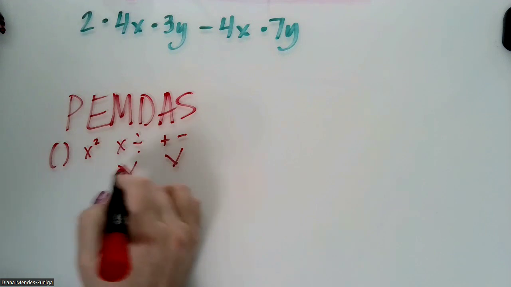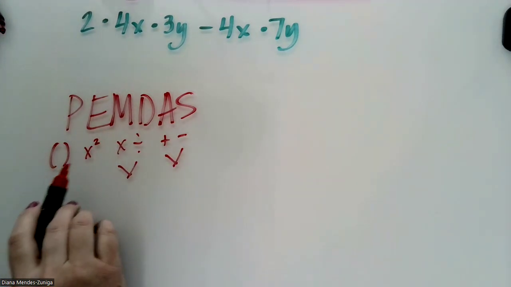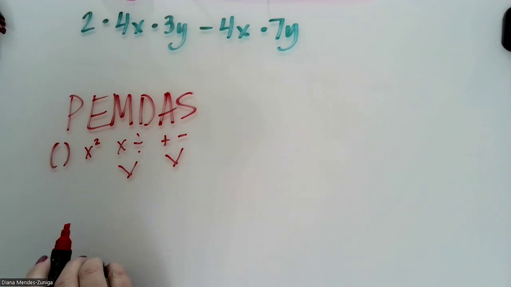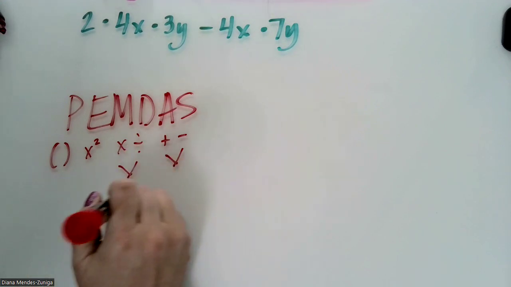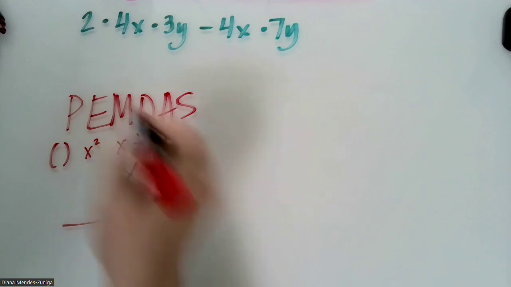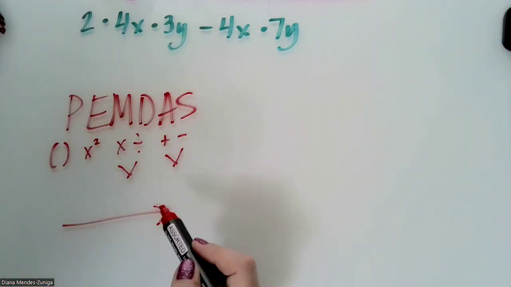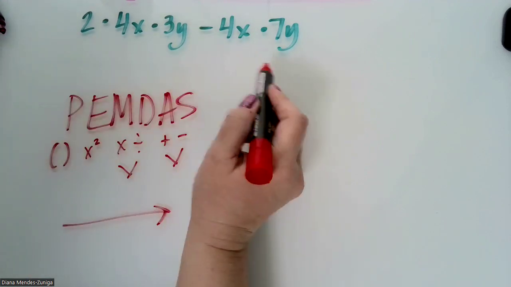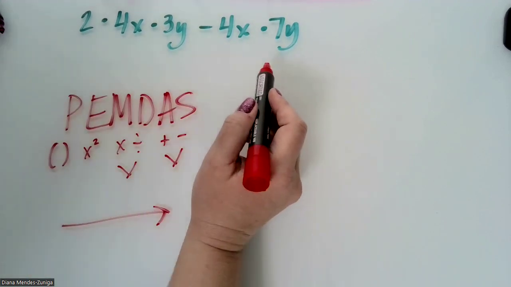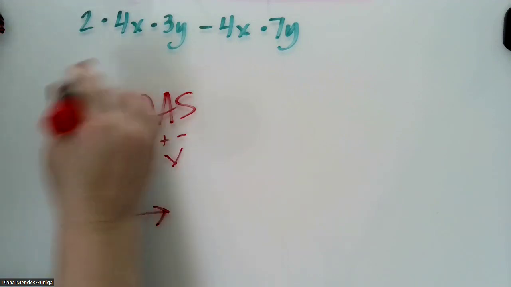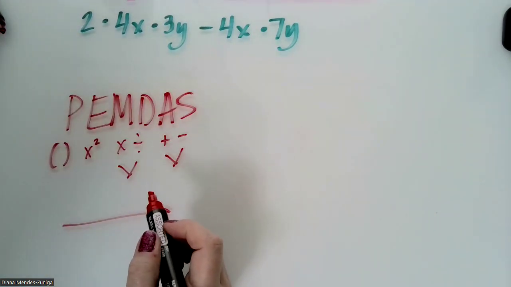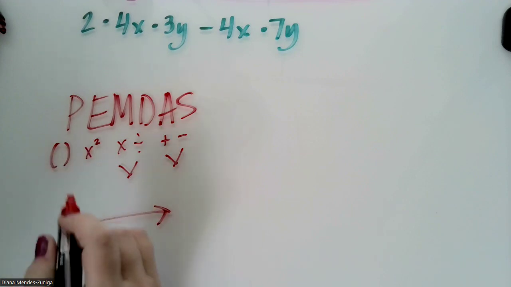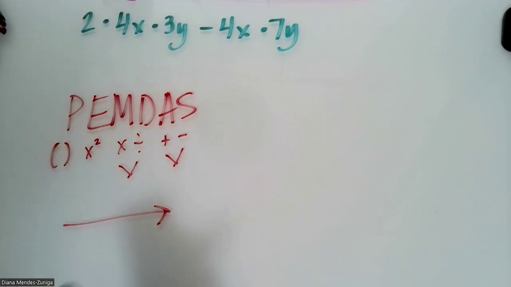So we don't have parentheses, we don't have exponents, but we do have multiplication and we do have addition and subtraction. Now, these go from left to right. So you would do all of the parentheses left to right, all of the exponents left to right, all of the multiplication and division, which are a pair, from left to right, and then all of the addition and subtraction from left to right. So that's how we are going to process this particular problem here, using our PEMDAS.